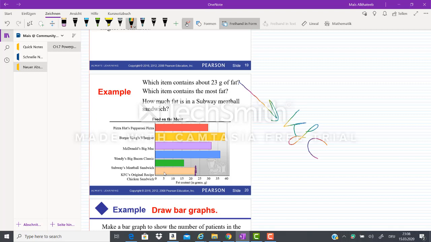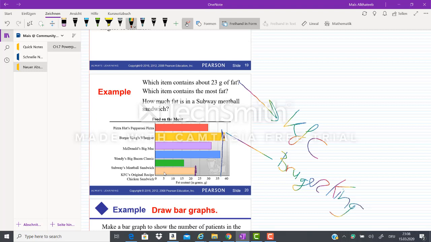Most fat. The big fat. If I notice, it will be Burger King. And all of you like Burger King. Okay, and it's very fatty.